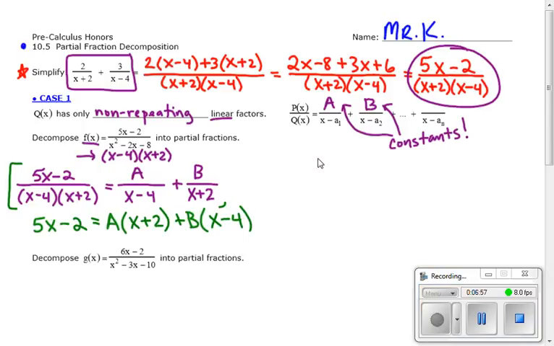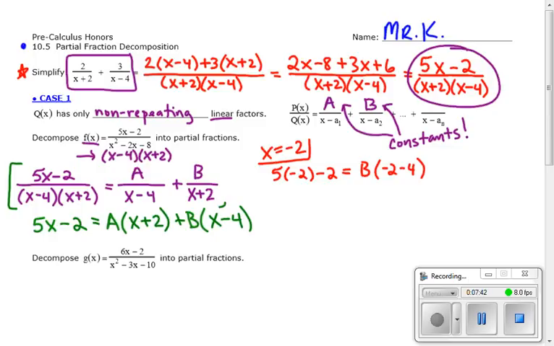So what I'm going to do is substitute in x equals -2. Okay, I'm just going to make a little note to myself. All right, well, that would be 5 times -2 minus 2 equals, and now the reason I picked -2 is because when -2 is plugged into x plus 2, that will be 0, and 0 times a will be 0. So I'm not even going to write that down. The a term will be dead, and we'll be left with b times -2 minus 4.